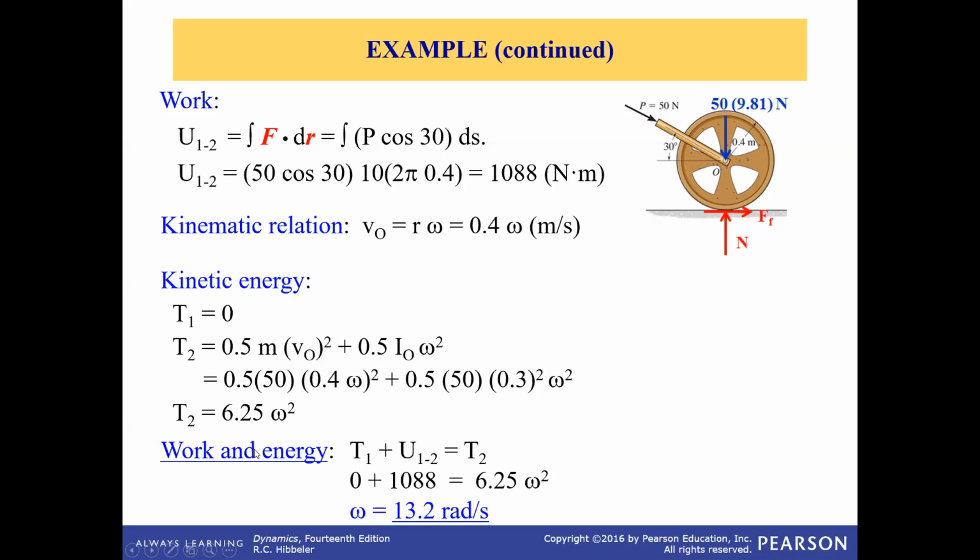Then apply the work and energy principle here. T1 is 0, plus the work done, equals T2, which is 6.25 omega squared. Then you solve for omega. Divide both sides by 6.25 and then take the square root to get omega to be 13.2 radians per second. Okay. Questions on this one?